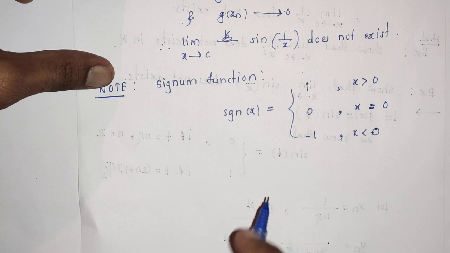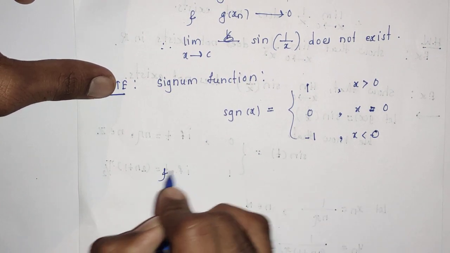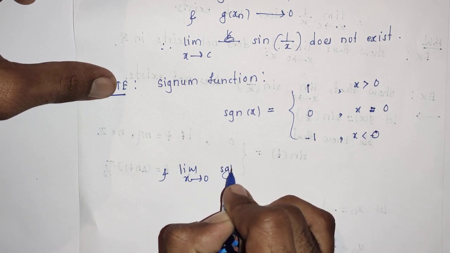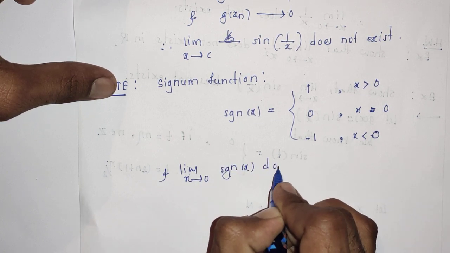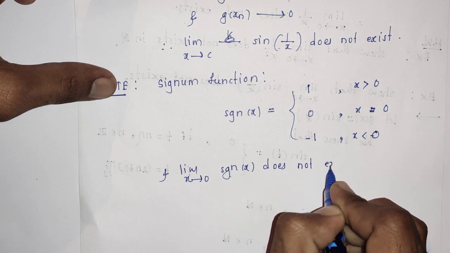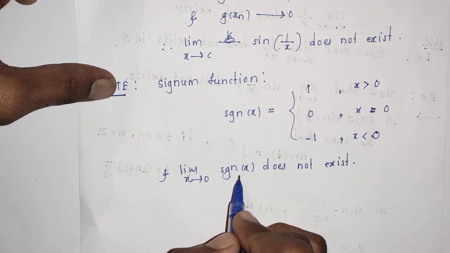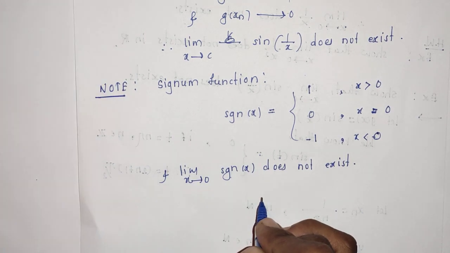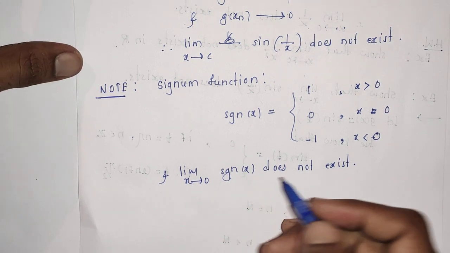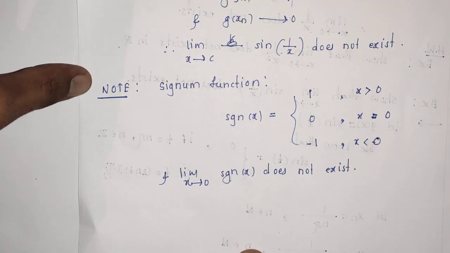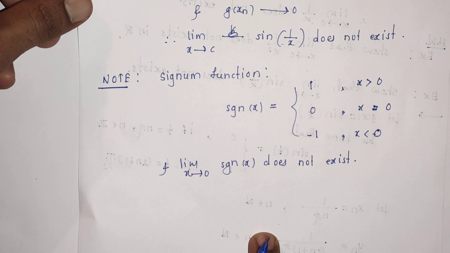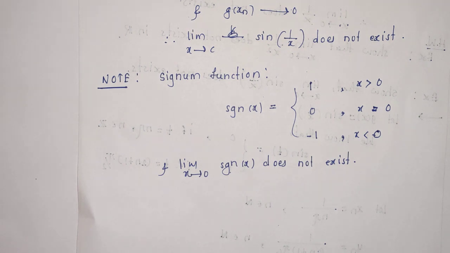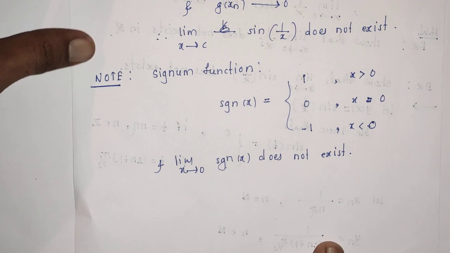So for this signum function, the limit as x tends to 0 of signum of x does not exist. For this function, if we take the sequence xn equal to (minus 1) raised to n upon n, then the image under the signum function does not converge. So this function also does not converge. So these are some examples on the divergence criteria.